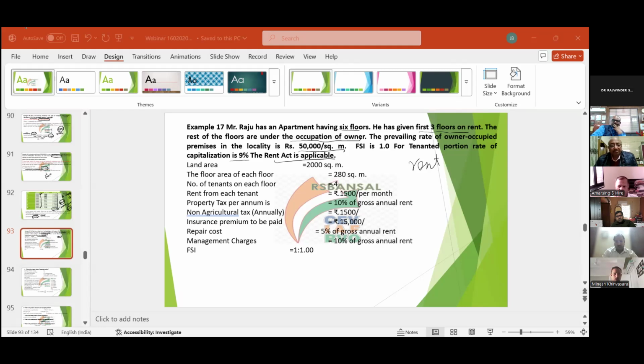So land area is 2000 square meter. Floor area of each floor is 280 square meter. Number of tenants on each floor is 4. Rent from each tenant is 1500 per month. Property tax per annum is 10% of annual rent. Non-agricultural tax annually is 1500. Insurance premium to be paid annually is 15,000. Repair cost is 5% of annual rent, and management charges are 10% of gross annual rent. And FSI is given as 1:1.